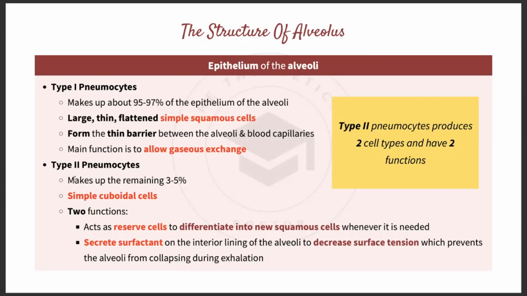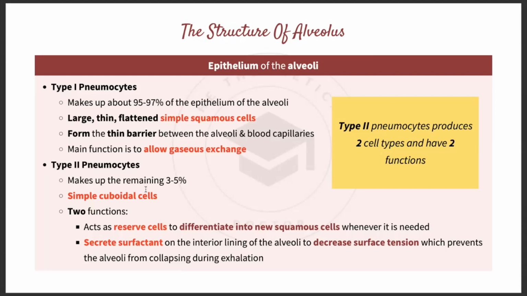After that, you have type 2 pneumocytes. Type 2 pneumocytes make up the remaining 3 to 5%, and they're made up of simple cuboidal cells. So they have two functions over here. The first one, it acts as reserve cells to differentiate into new squamous cells whenever it is needed. So type 2 pneumocytes can become type 1 pneumocytes. Remember, type 1 pneumocytes are simple squamous cells, and their function is to allow gaseous exchange.